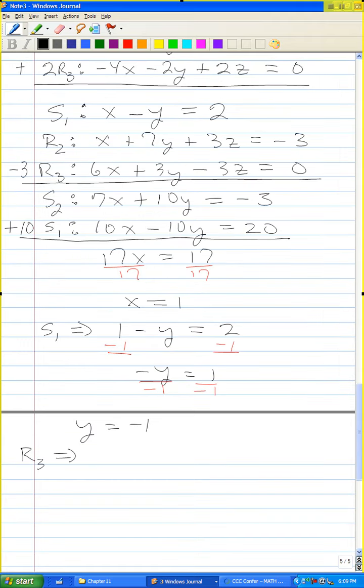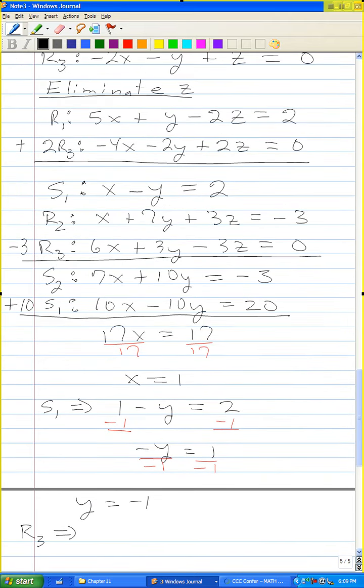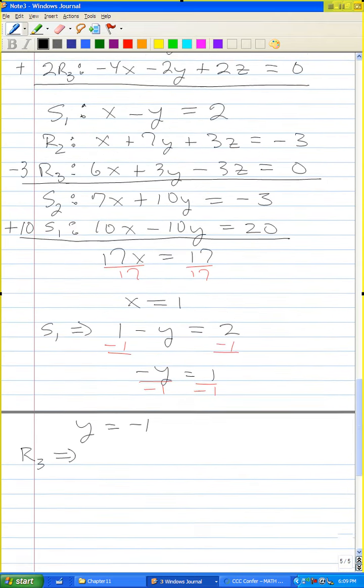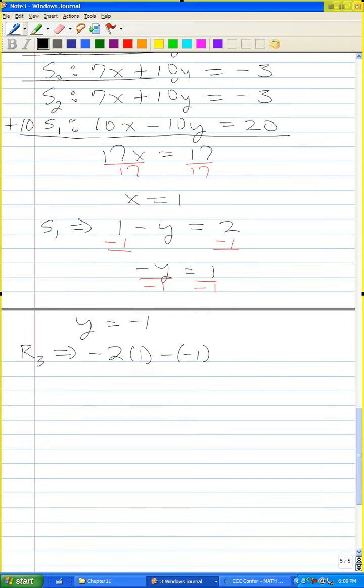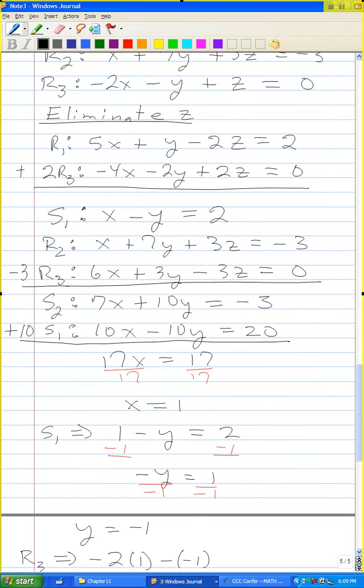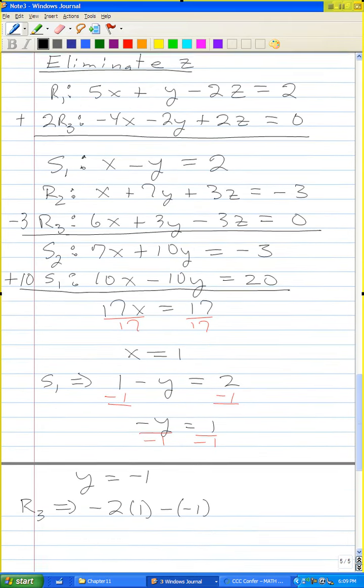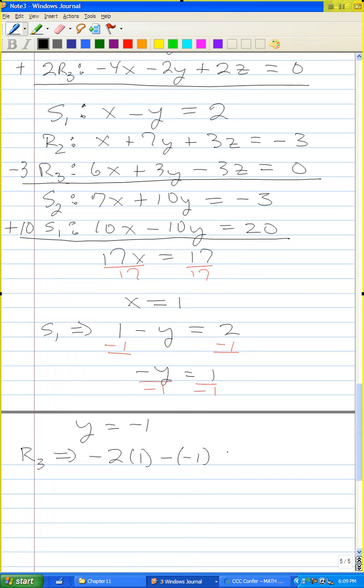And so R3 says negative 2x minus y plus z equals 0.